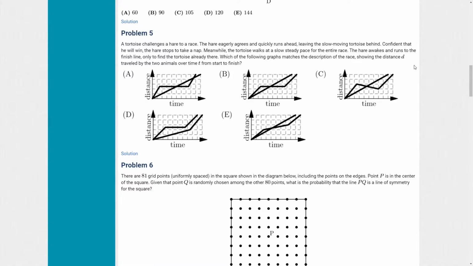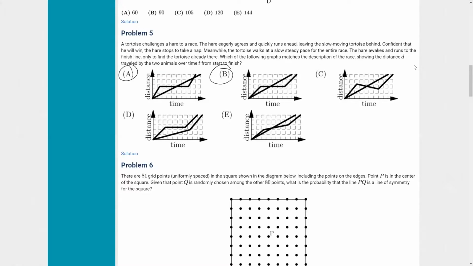Now, another piece of information we need to consider is that the hare takes a nap. So it runs really fast, it takes a nap, and then it runs really fast again. So what happens when it takes a nap? The time keeps moving, but the distance doesn't move. That means that the line should go straight horizontally, as the distance doesn't move along the up and down axis, the y-axis. So just off those two descriptions, we can determine that the only two graphs that could possibly represent this timeline are A and B.